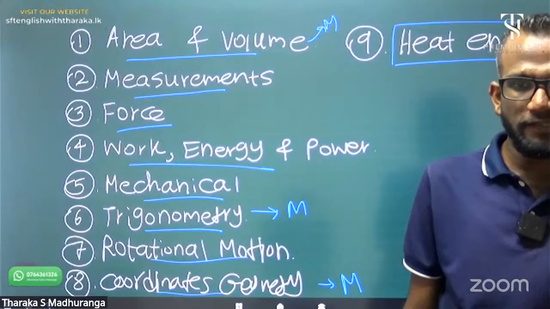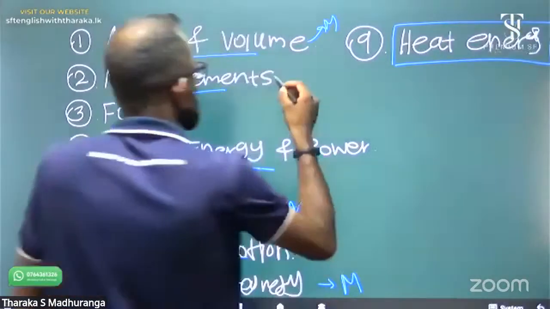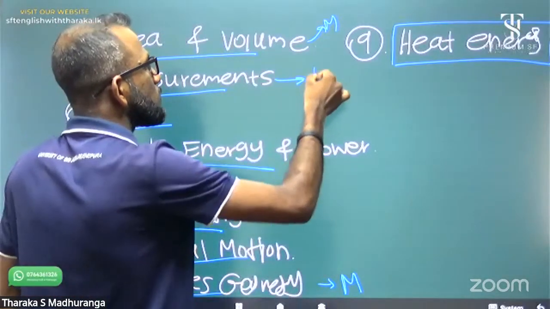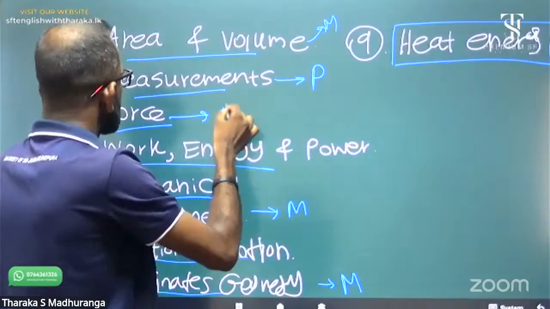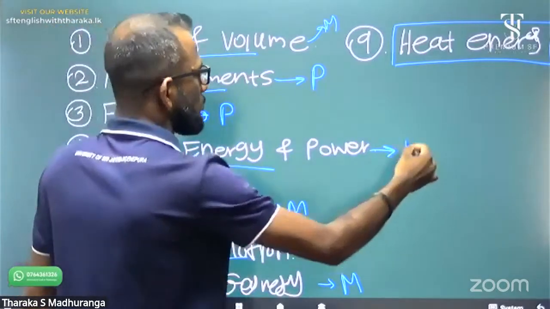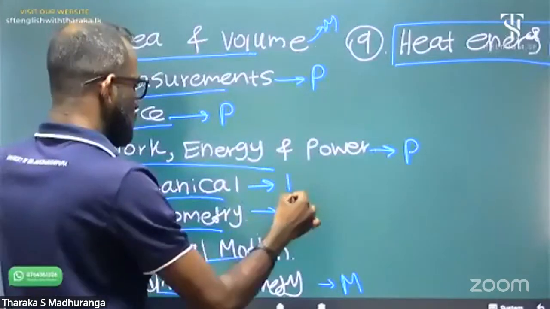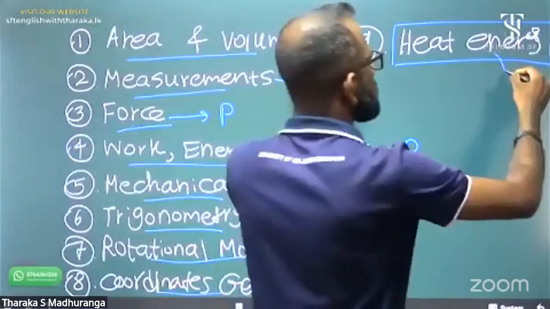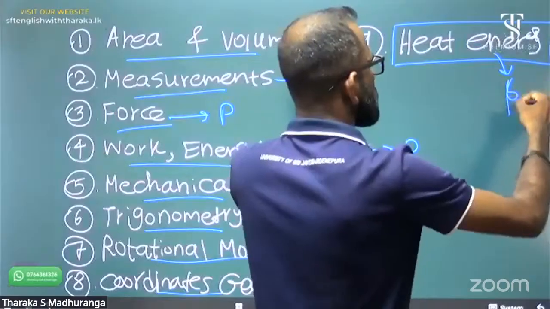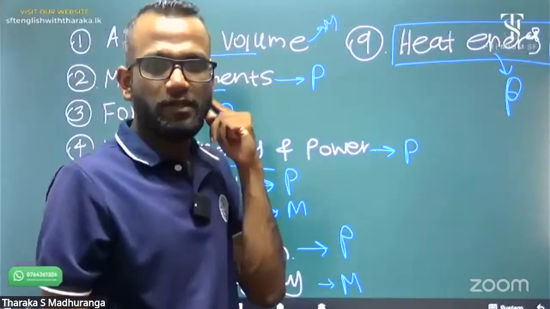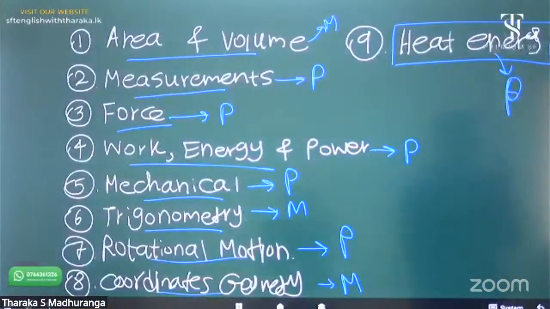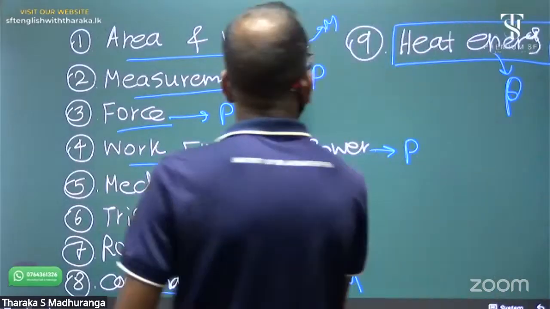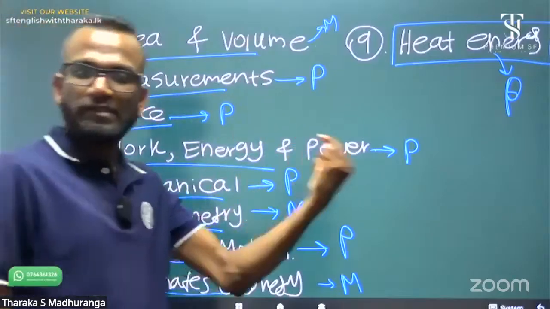All are physics lessons. So we have done physics part 1, 2, 3, 4, 5, 6 physics lessons. Okay, what are the remaining physics lessons?